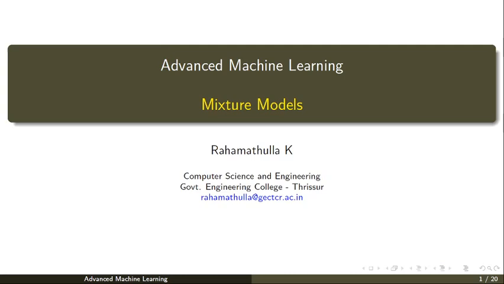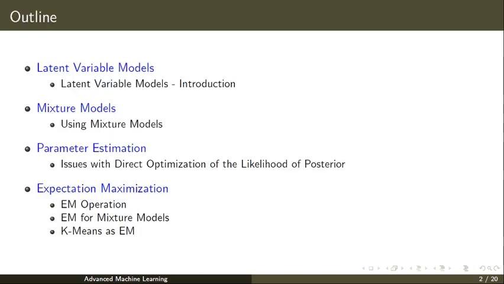In today's lecture, we'll be looking at latent variable models. We'll be looking at a specific latent variable model known as mixture models. This is the outline of today's lecture.